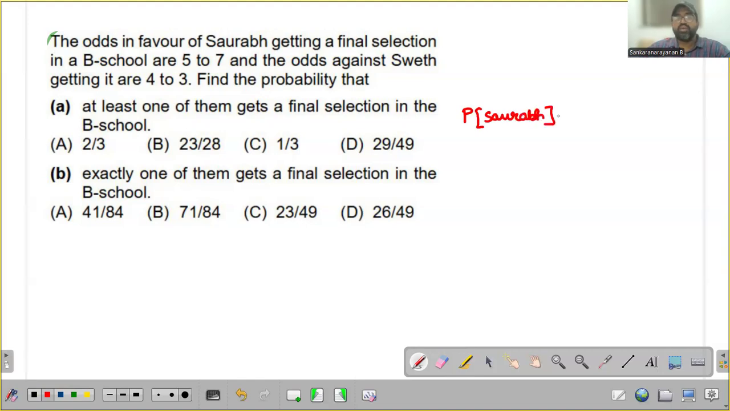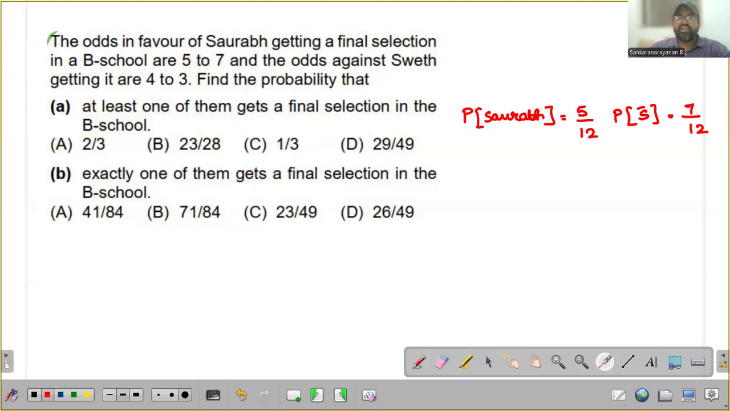That is equal to 5 by 5 plus 7, 12. And the probability that Saurabh does not get selected will be 7 upon 12. So that is how the odds in favor become 5 by 12 is to 7 by 12. It comes as 5 to 7. Okay, this is a very important step that you are taking.